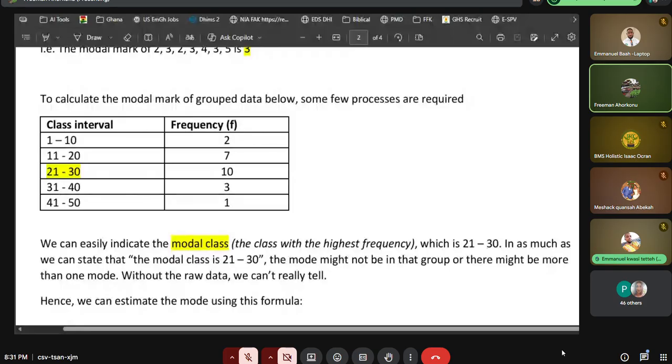But there is no need building a house if you don't have a foundation. So you just have to grab these things very well. I am not speeding at all. I'm taking my time to explain it. I'm not saying go and memorize any formula.